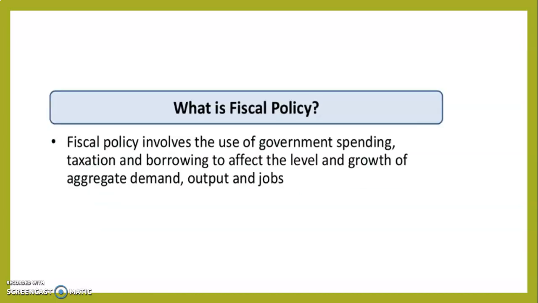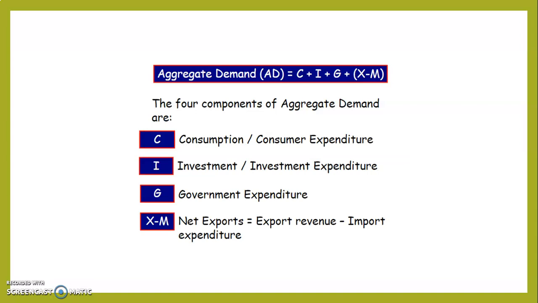Fiscal policy is how the government uses government spending and taxation in order to affect the aggregate demand. Just let me remind you of the components of the aggregate demand. Aggregate demand has four main components: consumption, investment, government spending, and the net exports.